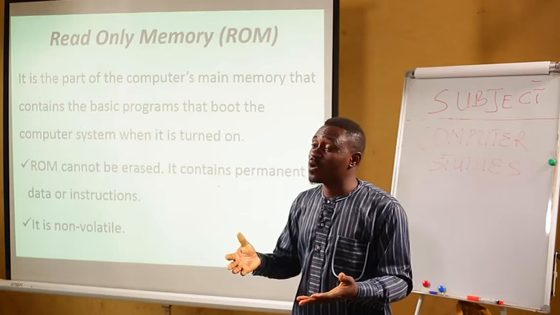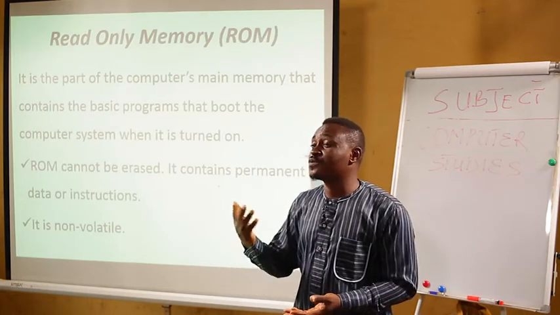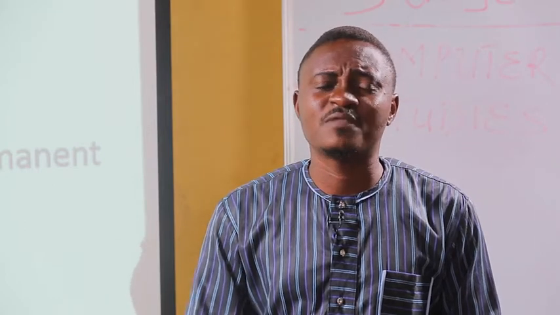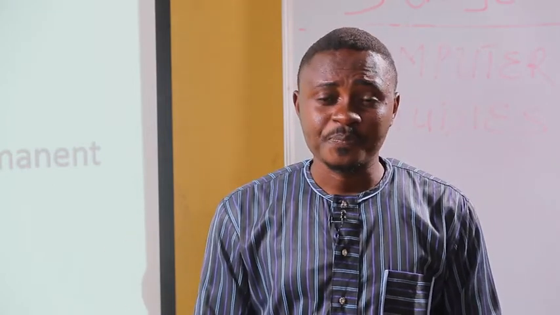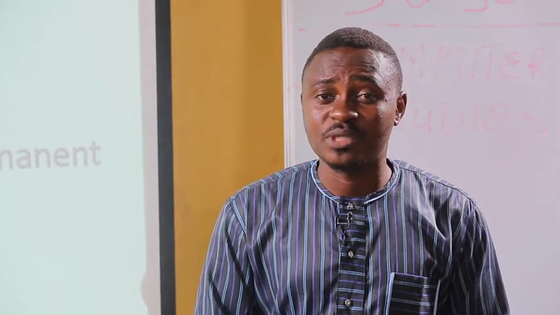That is, the ROM is not what? Volatile. That's one difference between the ROM and the RAM. RAM is volatile, but the ROM is not volatile. Even when the system goes off, the instructions that are embedded inside your ROM still remain intact. They are not tampered with, even when power is lost.